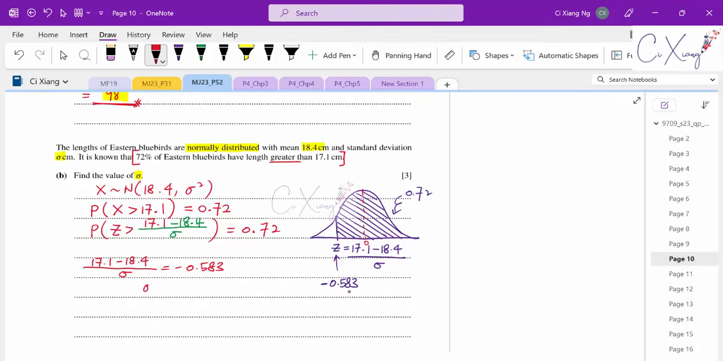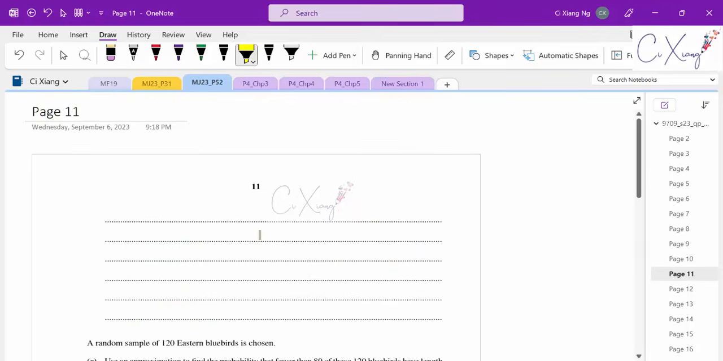Okay, and then you just try to use the calculator again to help you on this. You'll get the long value for sigma, 5626. And of course, we will correct it to 3 significant figures, where your final answer for sigma should be 2.23. So this is how we solve part B for question number 5. Okay, then after that, we continue to part C.